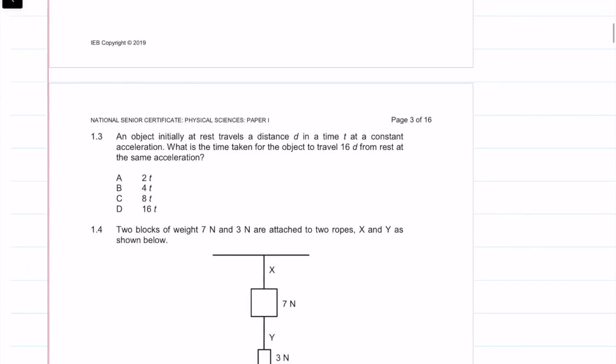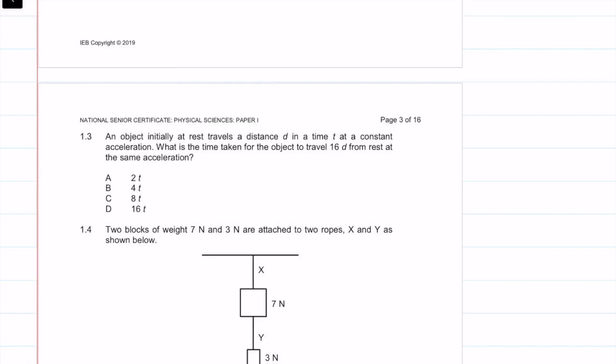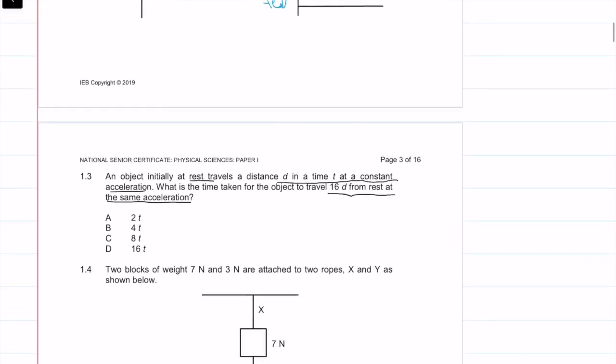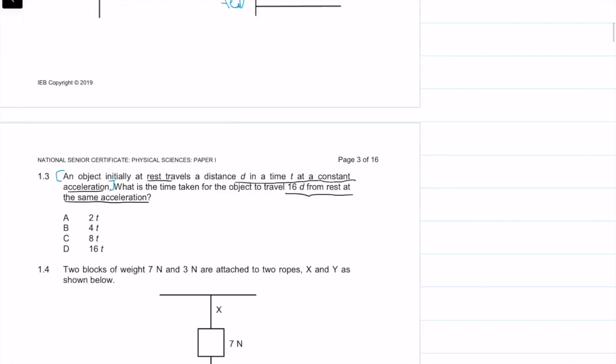Question 1.3: an object initially at rest travels a distance of d in a time t at a constant acceleration. What is the time taken for the object to travel 16d from rest at the same acceleration? I'm going to break this into two scenarios. Let's work out the first scenario. Hopefully you've identified that this is a classic SUVAT question. Our initial velocity is from rest, so u equals 0.